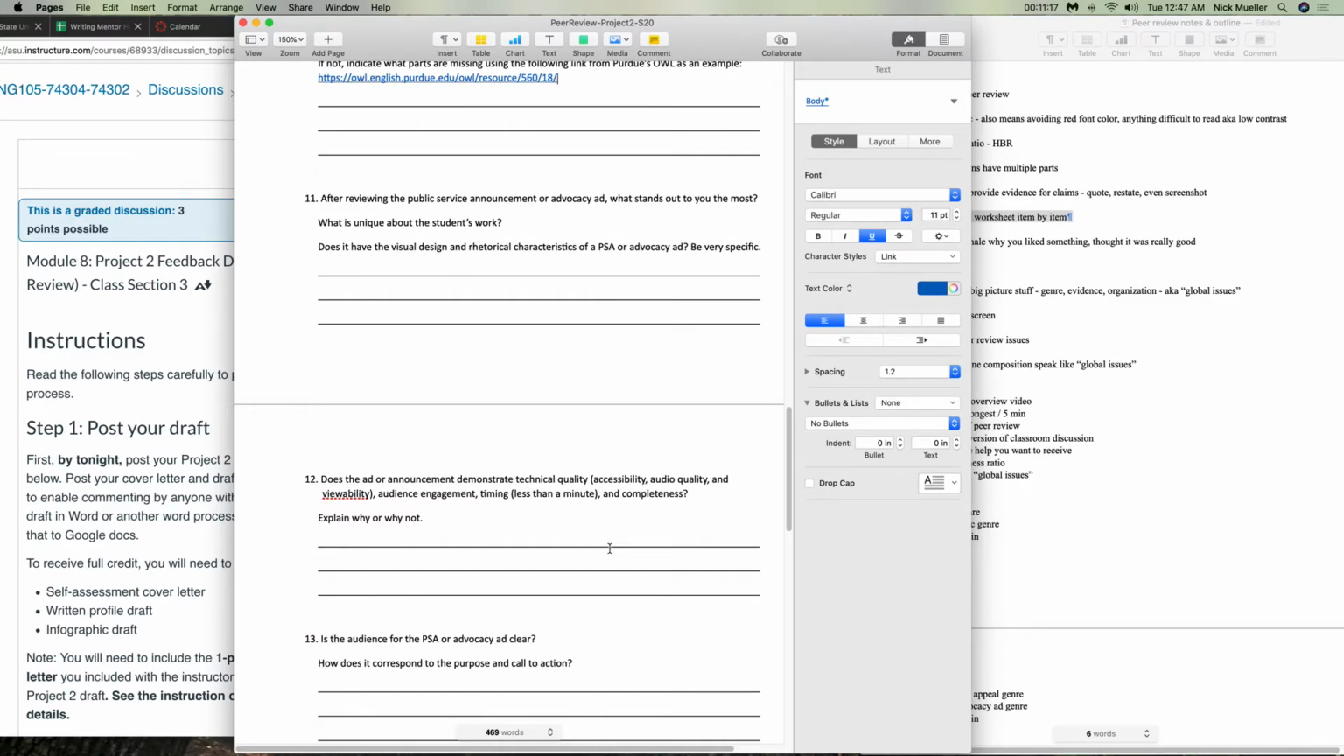After reviewing the PSA or advocacy ad, what stands out to you the most? Again, this could be intellectual, it could be emotional, it's just what grabs you immediately. It might not make sense, it might be something different from what the author intends. Nonetheless, it's worth bringing up because it's a way you can help out your peer wherever they are, whether in the same state or whether they're off in Italy. This is part of replicating or creating a virtual classroom conversation.